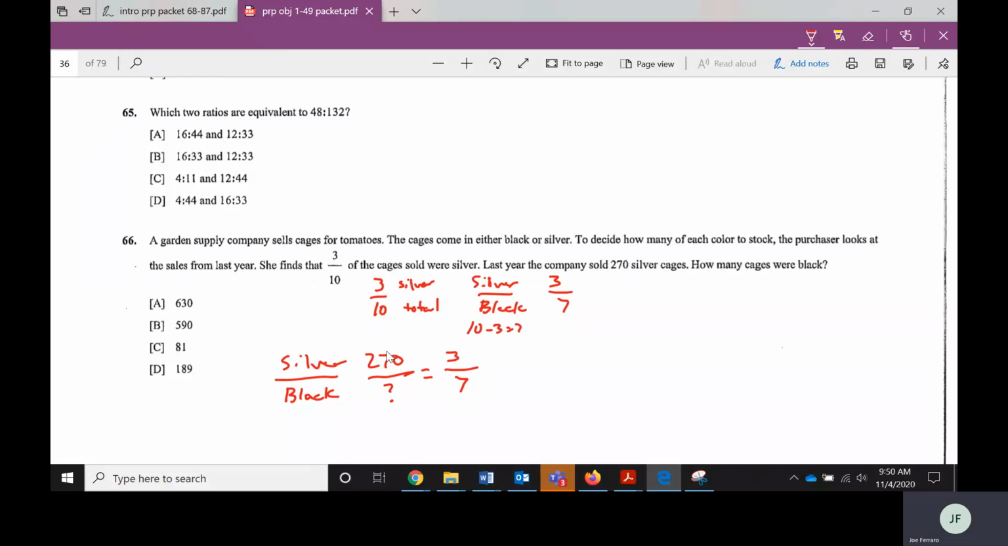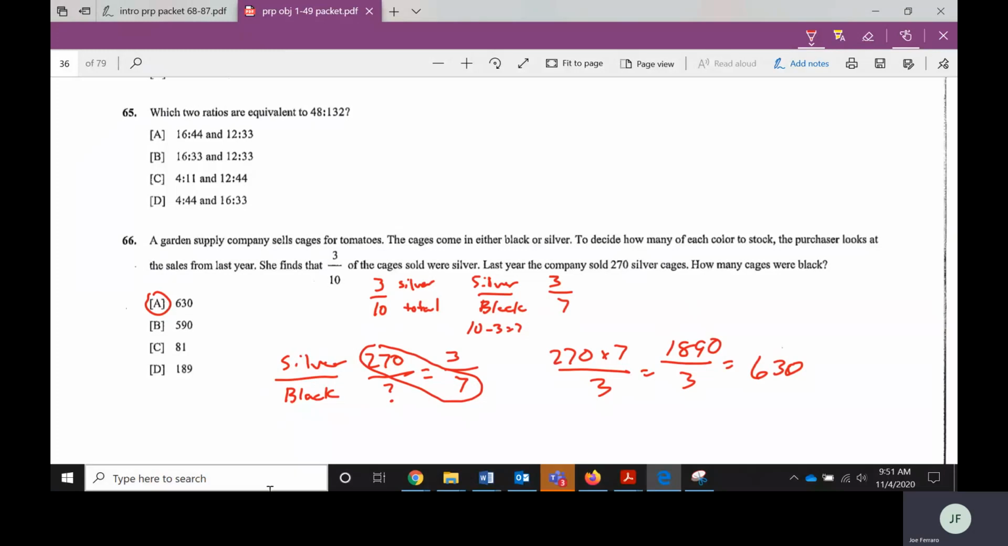Okay, so again, cross multiply, divide. The diagonal of 2 numbers, 270 times 7 divided by the 3rd number. So 270 times 7 is 1,890 divided by 3. And we get 630 black ones.